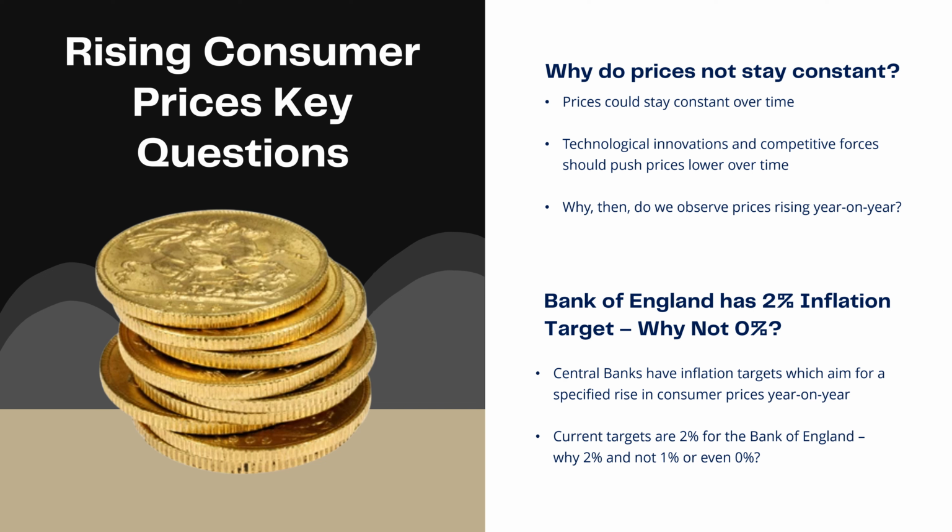So why do we observe prices going up year over year? A lot of this has got to do with the central banks. They have an inflation target of 2% per annum, which means in general they want prices to go up 2% every year. But why 2%? Why not 1%? And why not 0%? Because if prices are constant, it's a lot better for budgeting and planning for households and companies, isn't it?